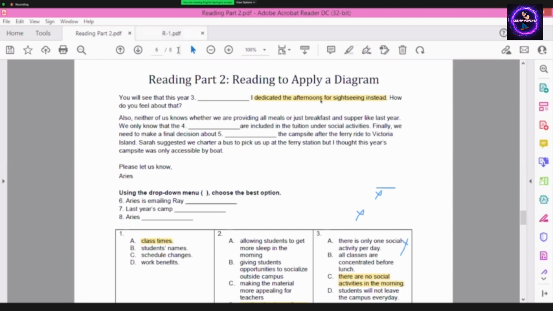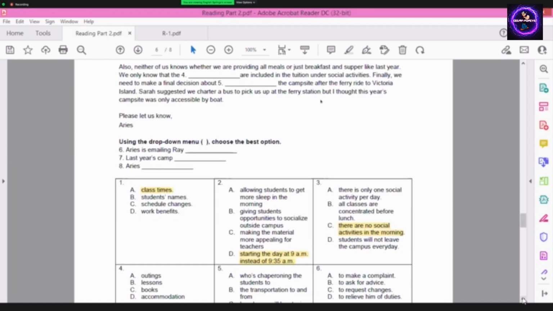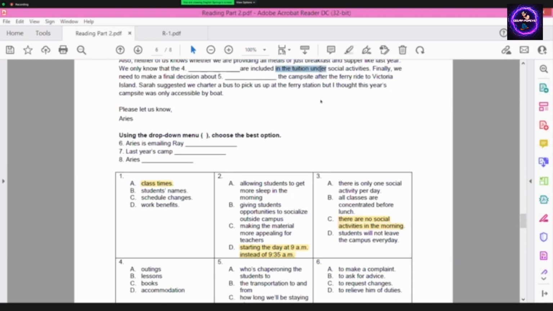How do you feel about that? He says, you will see that this year we have done this. Next. Also, neither of us knows whether we are providing all meals or just breakfast and supper like last year. We only know that dash are included in the tuition under social activities. Outings, lessons, books, accommodations.